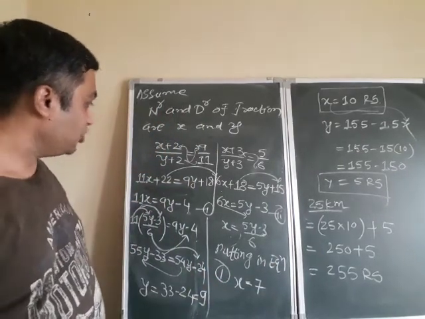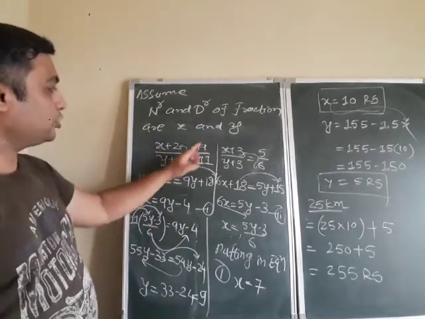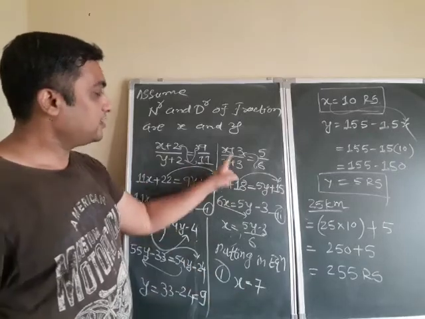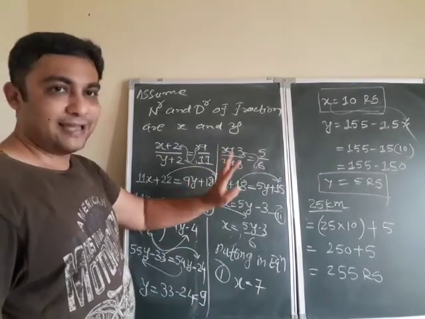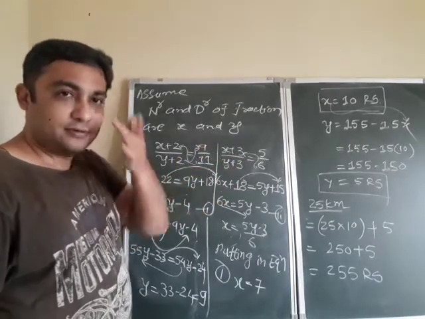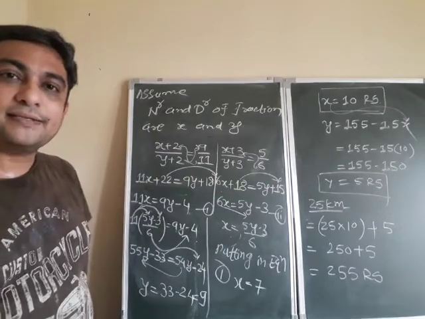Okay, let's see: 7 plus 2 is 9, and y is 9. 9 plus 2 is 11, so 9 by 11. If you add 3, then 7 plus 3 is 10 and 9 plus 3 is 12. So 10 by 12. Cancel it by 2. So 2 5s are 10, 2 6s are 12. So it comes to 5 by 6.